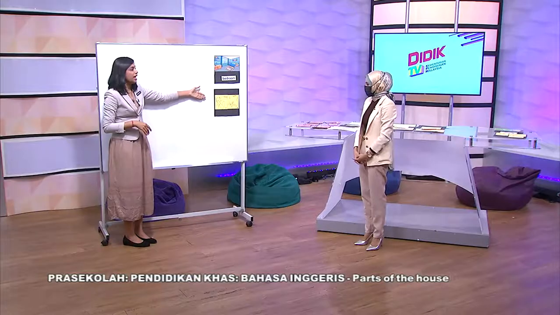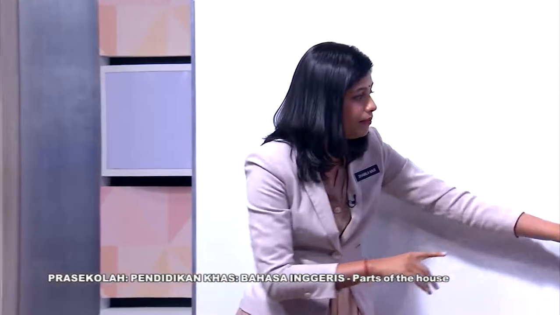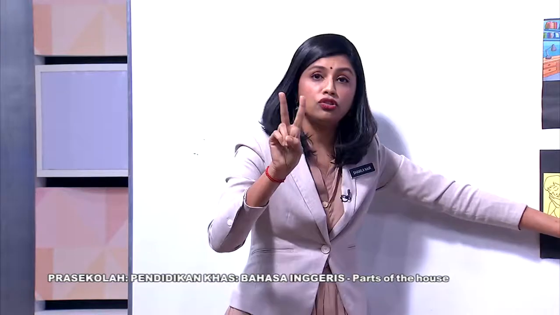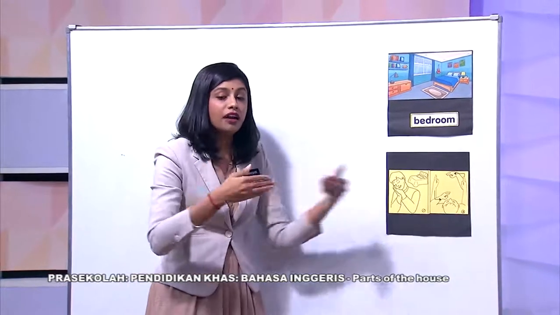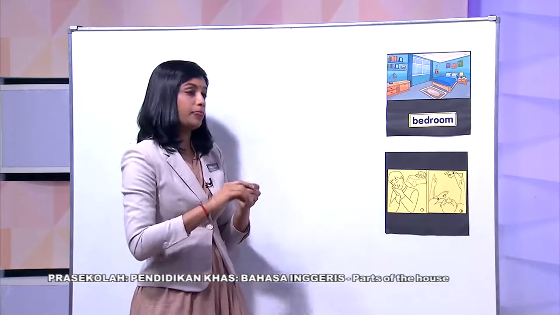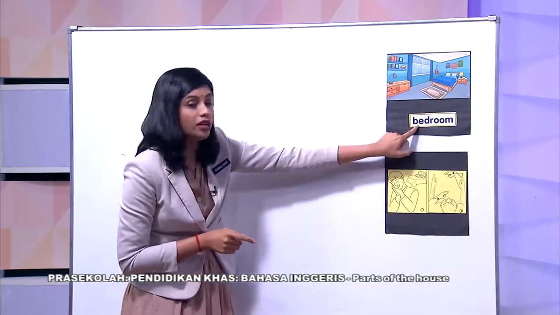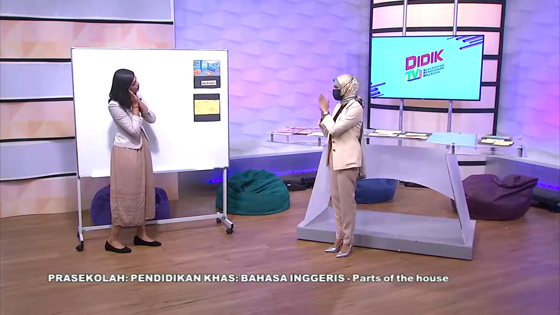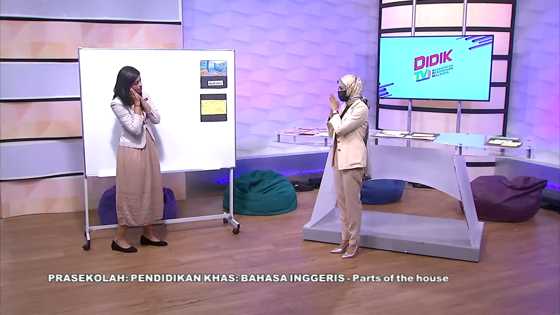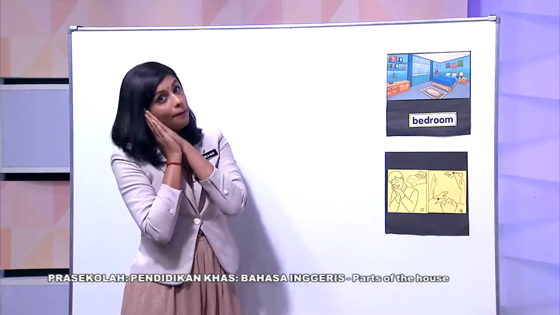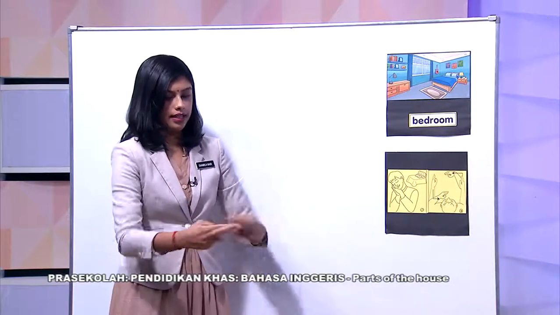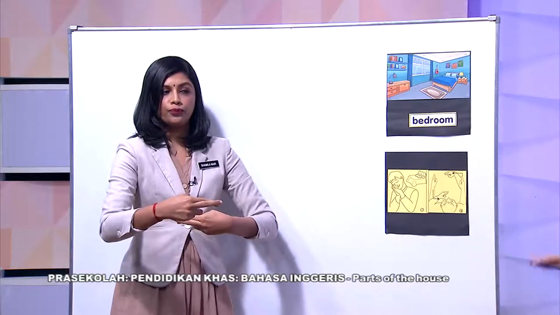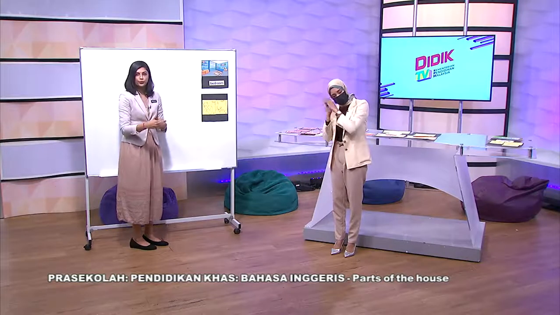This is the first picture. Mira, let me explain the signing first. If you see the picture here, there is number one and number two. Number one means the sign is first. Number two is the following sign. The first one is bedroom, so the first sign is bed. Sleep, you can close your eyes or leave them open. Room: you make an R like this. Bed, room.